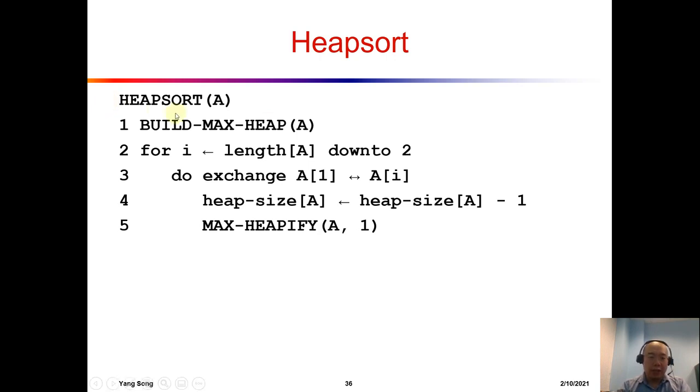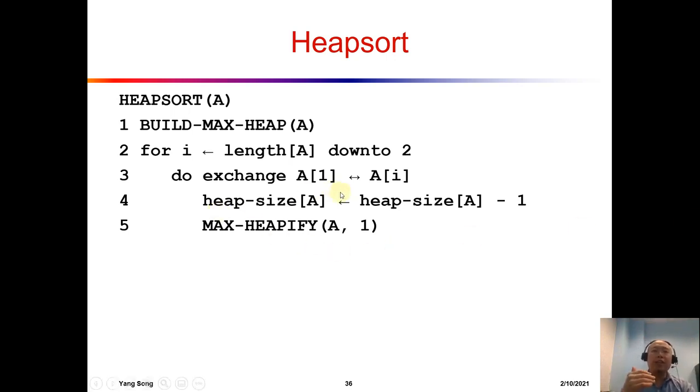So if we want to do a heap sort of the array A, first we want to build a max heap, and after that we start from I at the length, and then we go down to 2. So I starts from the length of the heap and then goes down to 2. And each time, we are swapping the largest value, the root of the heap, to the I, which is the tail or the end of the array, and then we want to decrease the heap size by 1.